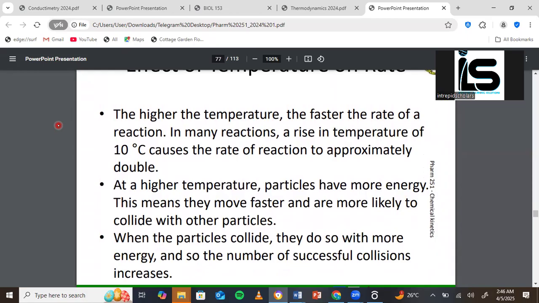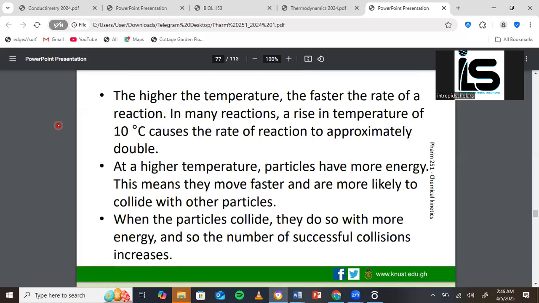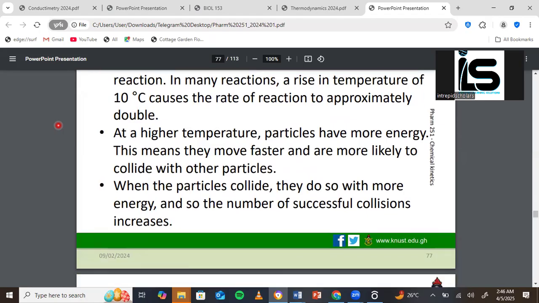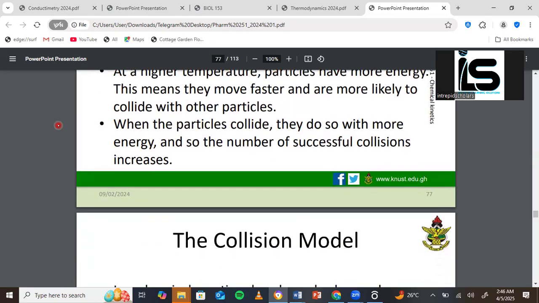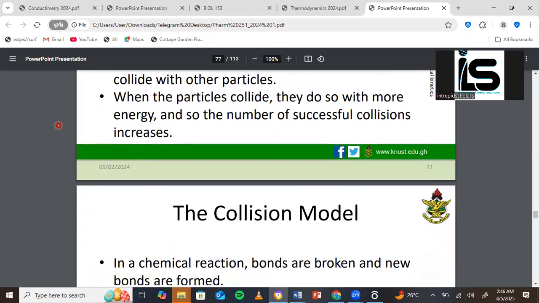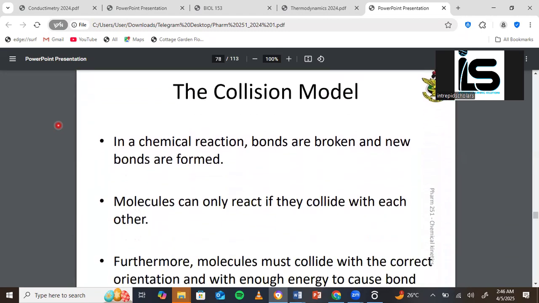Now we are saying that the higher the temperature, the faster the rate of a reaction, right? In many reactions, a rise in temperature of about 10 degrees Celsius causes the rate to double. At higher temperature, particles have more energy. That means they move faster and they are more likely to collide with other particles. When they collide, they do so with high energy. So the number of successful collisions increases, right?